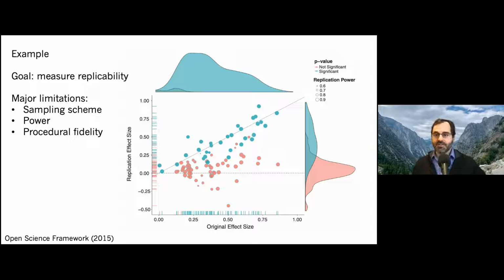The power on some of these replications was relatively limited. So the replications may have been underpowered to detect smaller effects than the original. And there were major questions raised about some procedural fidelity choices, some of which were later chased down and shown to be reasonable. But these were questions that were raised at the time.